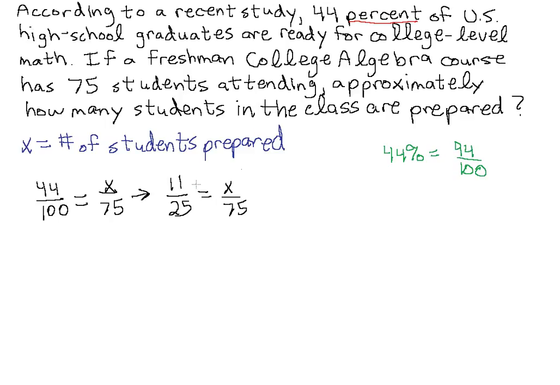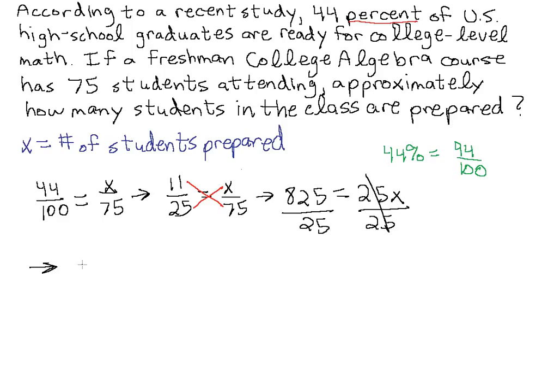Now we can go ahead and cross-multiply. We can multiply here and multiply here. So we have 11 times 75 is 825 equals 25 times x is 25x. And now we have something that we know how to solve. We can isolate our x by dividing both sides by 25. This will give us x equals 825 divided by 25, which is 33. X equals 33. And that's our answer. So in the smaller classroom of 75 kids, approximately 33 of them are going to be prepared for the course.